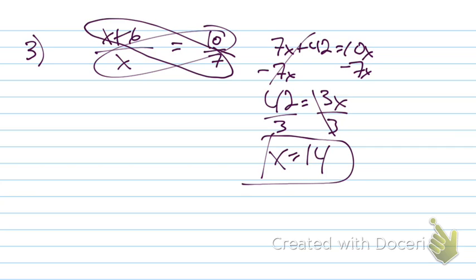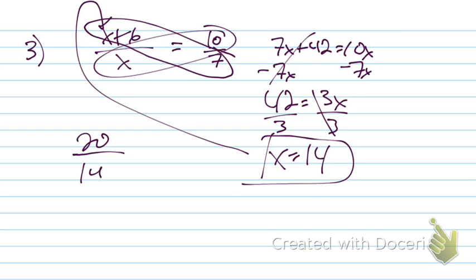x is 14. So guys, you can always go check your answer too. If I were to substitute 14 in here, I get 20/14ths equals 10/7ths. Divided by 2, it works. You can always go check your answer through substitution.